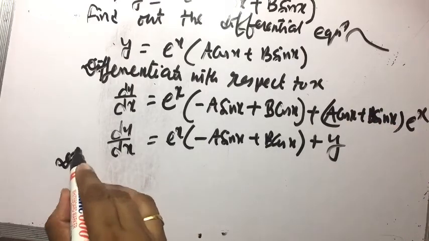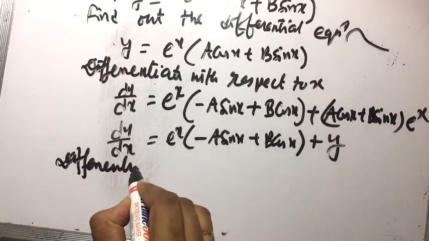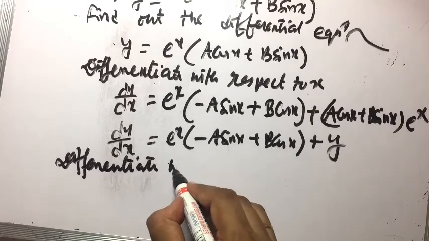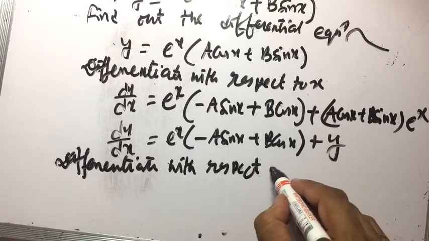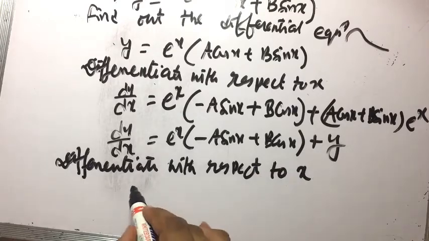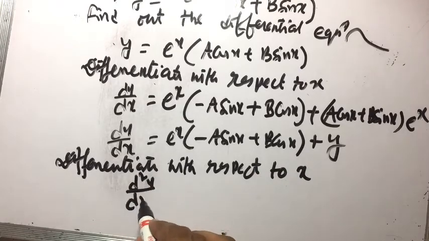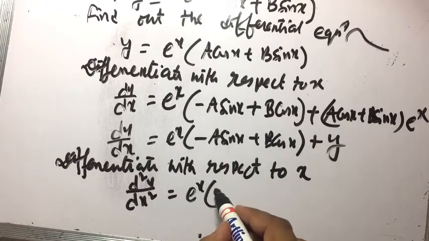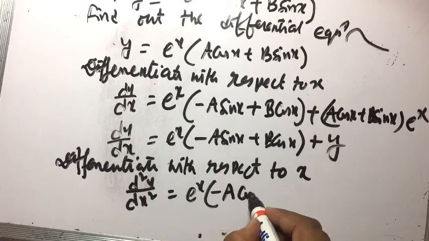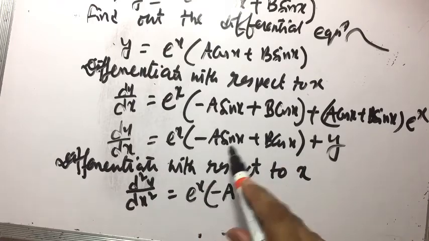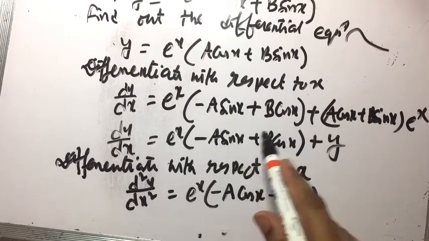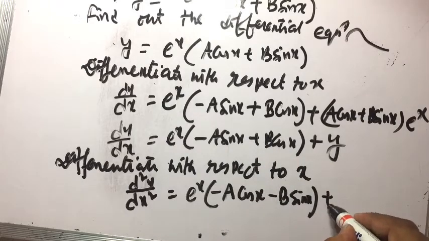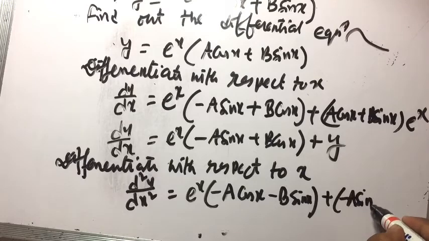Now differentiate again, differentiate with respect to x until we can eliminate a and b. Differentiating again, that is second order, d square y by dx square. Using the uv formula again, e to the power x into minus a cos x, it is uv, and minus b sin x, and this one is constant next time, I mean a sin x plus b cos x.